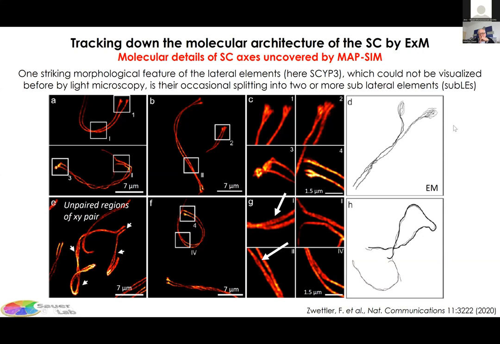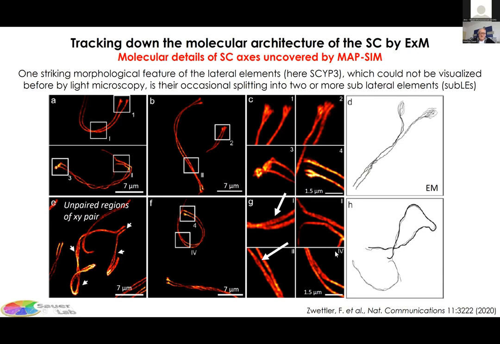On the right-hand side are 2 electron micrographs of synaptonemal complexes. And you see that these lateral element proteins from time to time split into 2 or more sublateral filaments, and that they show this fraying at the ends. And now we can show this fraying at the ends for the first time by optical microscopy, and also the splitting into sublateral filaments in these structures of synaptonemal complexes.